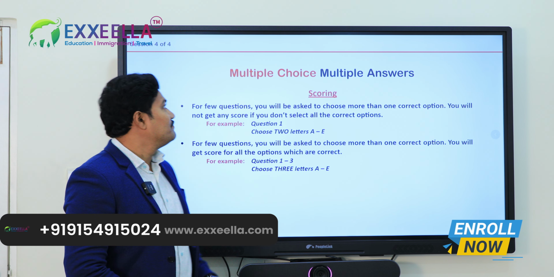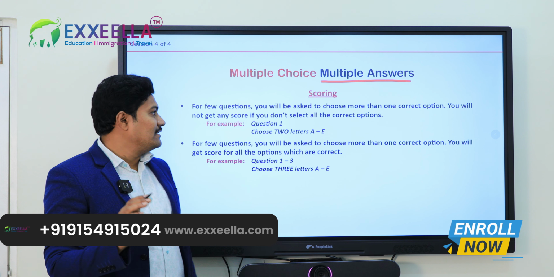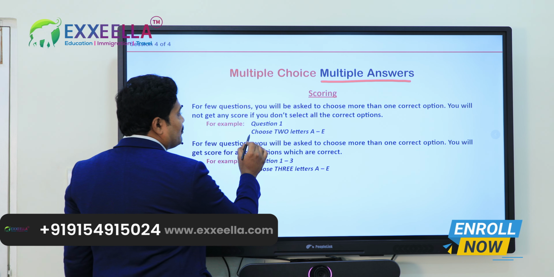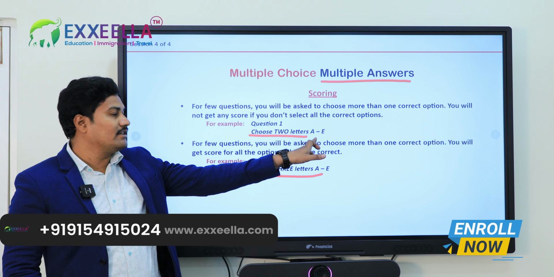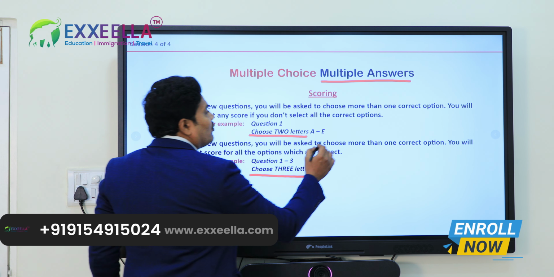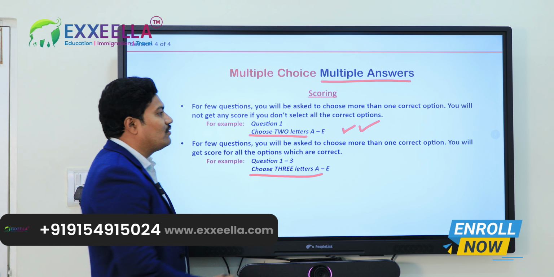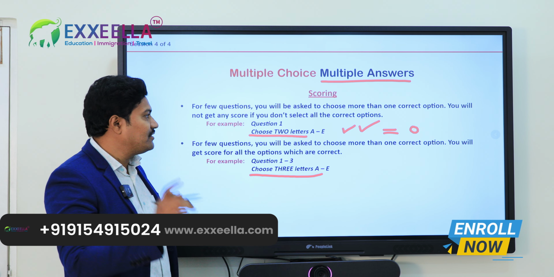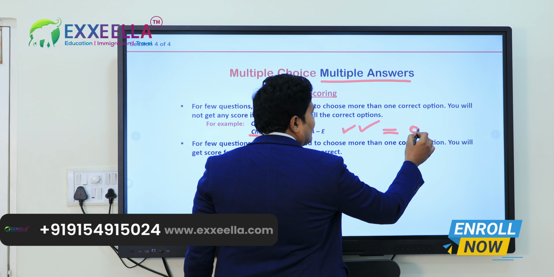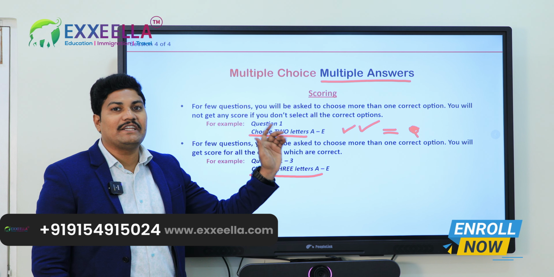The next topic is multiple choice, multiple answers. In this multiple choice, multiple answers, we have 2 types. That is choose 2 letters and choose 3 letters. If you get choose 2 letters, you need to understand that you need to pick 2 correct options. If you pick 1 correct and 1 wrong, you are not going to get scores. You are going to get 0. So you have to pick 2 correct options, then only you will get the scores here. So remember that for this multiple choice 2 letters, you need to pick 2 correct options.